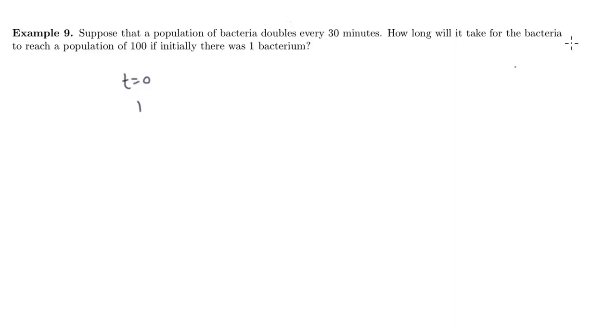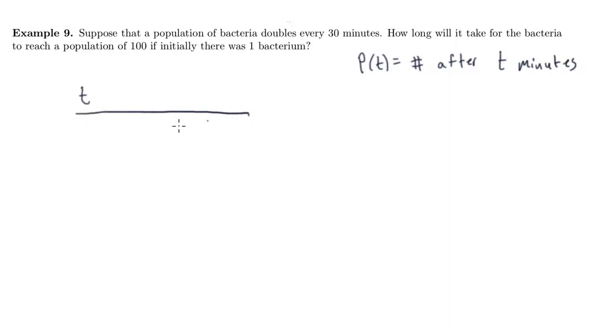Let's say that p of t is the number after t minutes. So what I'm really doing here is I'm going to make a table of values. So we have t, and then we'll have p of t. So at 0, we have 1, and it doubles every 30 minutes.